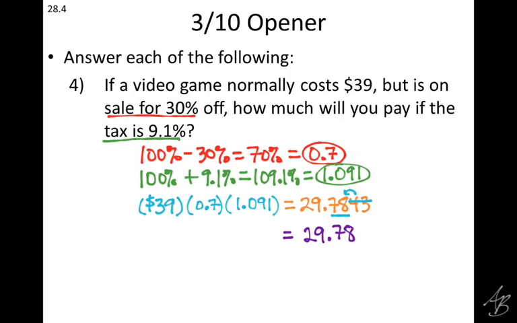Need one more thing, right? Dollar sign. We're dealing with money, so show that it's money. So the video game that was $39, really almost $40, is now going to cost us about $30 after the 30% discount.